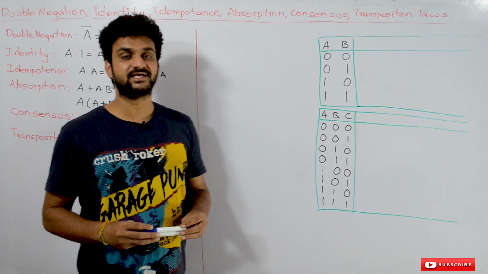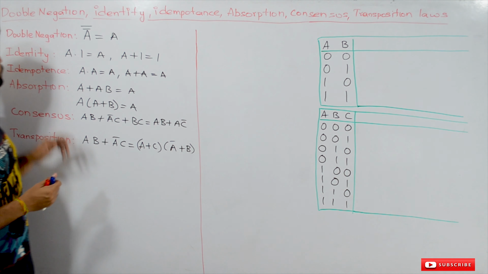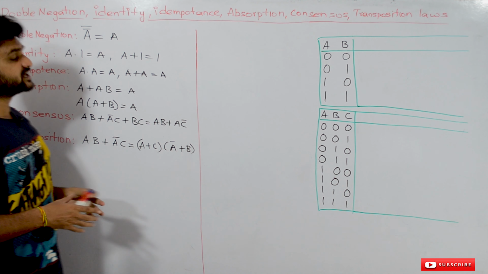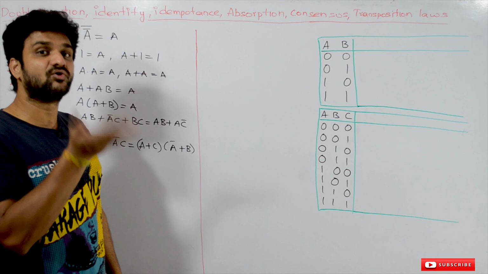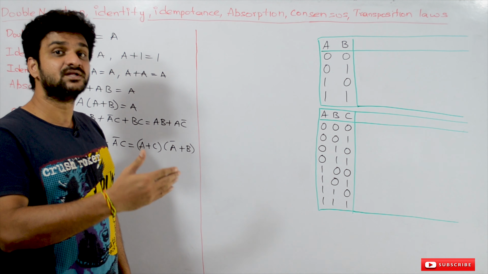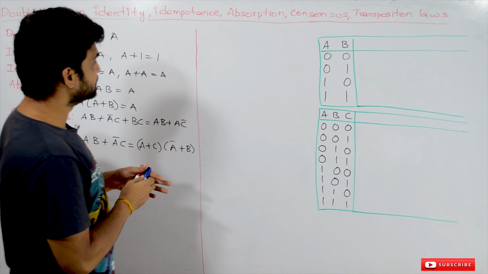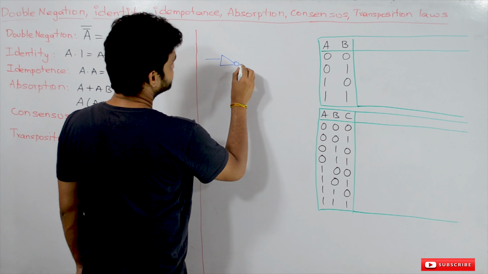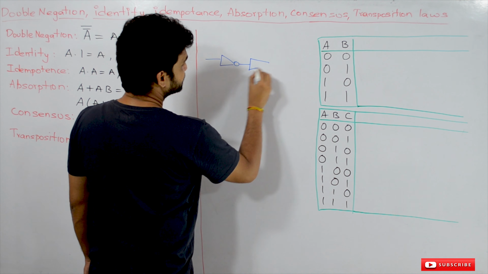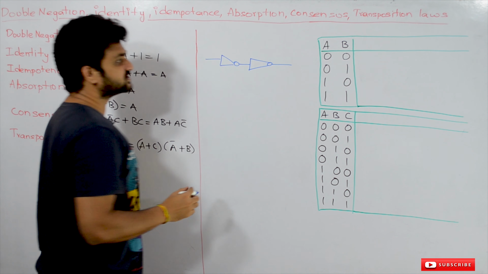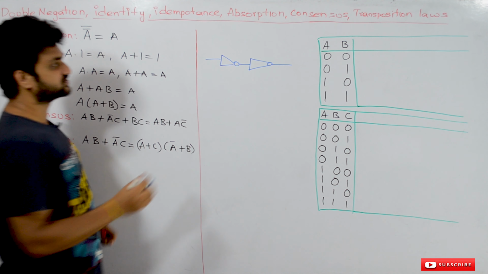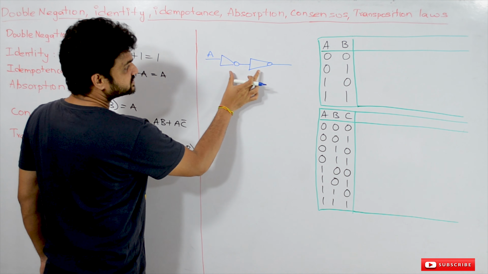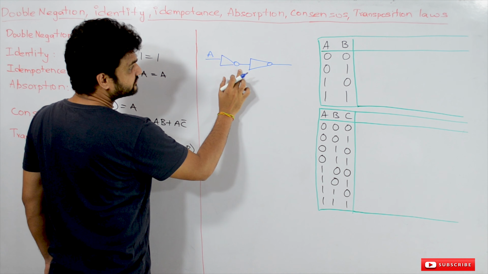Now coming to this class, we'll try to understand the double negation law. The first law is the double negation law. Double negation means a complement whole complement, negating a variable two times. That is what we call double negation. For example, this is the negation symbol, and the entire description of the logic gates has already been made in our previous videos. If you haven't watched those videos, please watch them. So this is what we call double negation, negating the value two times.